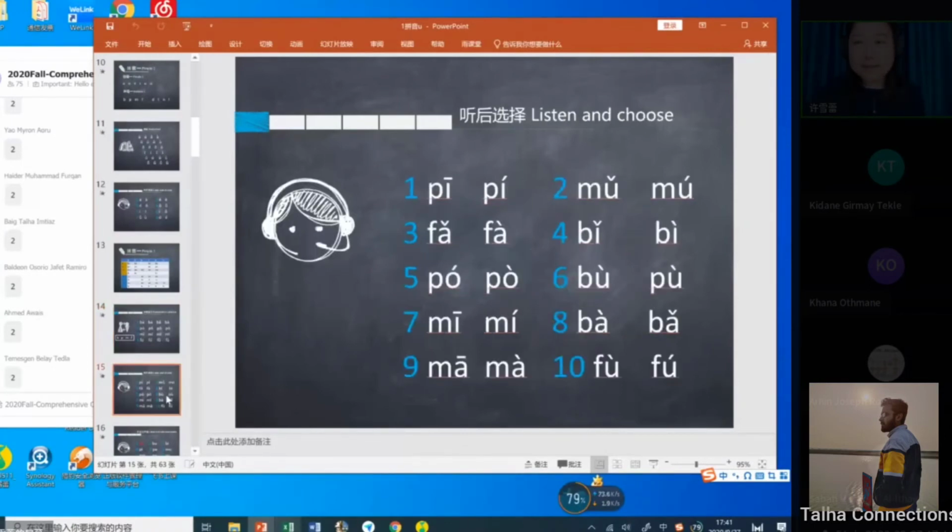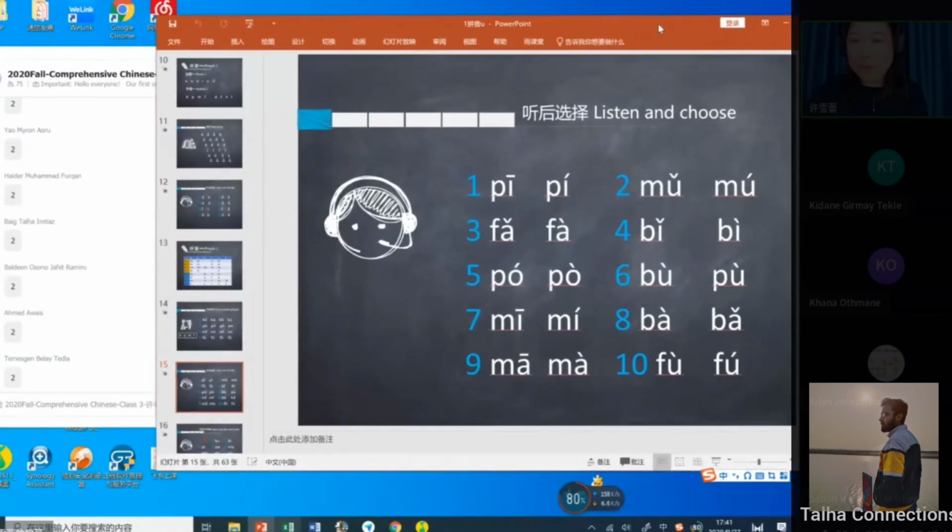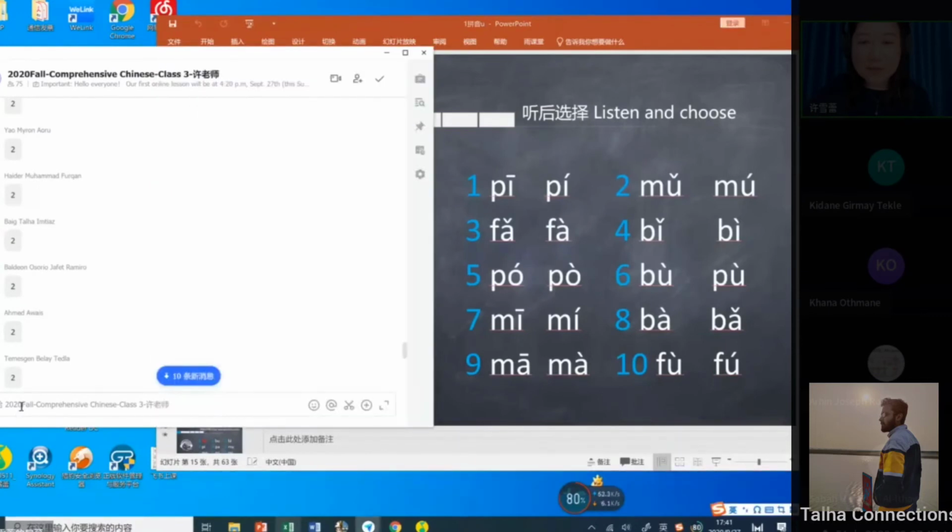Okay. Now let's try this one. Listen and choose which one I'm reading. As usual, you just text the number 1 or 2 into the group. Okay, for the first pair, listen carefully. Which one am I reading? P, P. 1 or 2? Just send the number into the group.